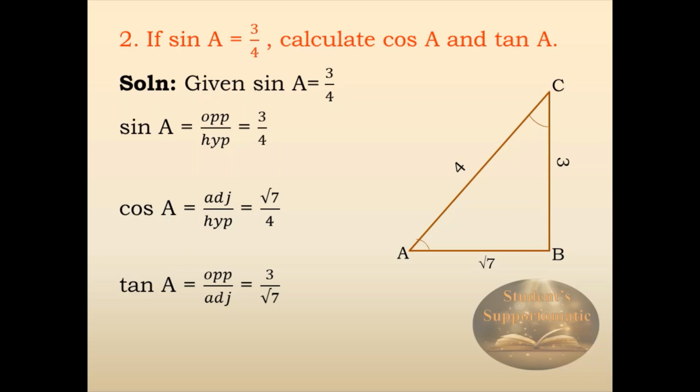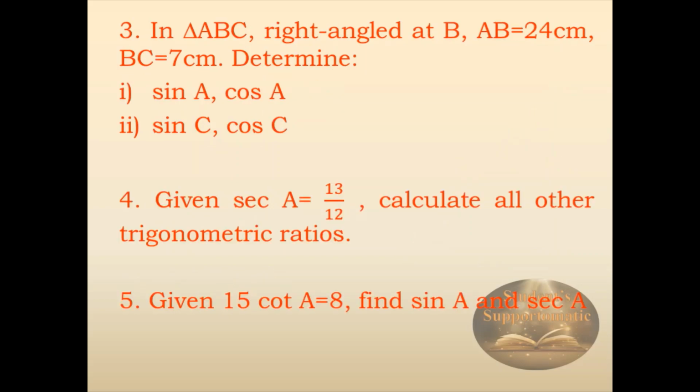Now here are some problems to work. The third problem: in triangle ABC, right angle at B, AB is equal to 24 centimeter and BC is equal to 7 centimeter. Determine sin A, cos A, and the second point, sin C, cos C. First find sin and cos with respect to angle A, and then sin and cos with respect to angle C. You solve it by yourself and comment your answer.